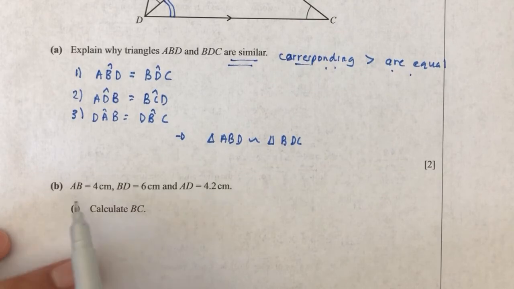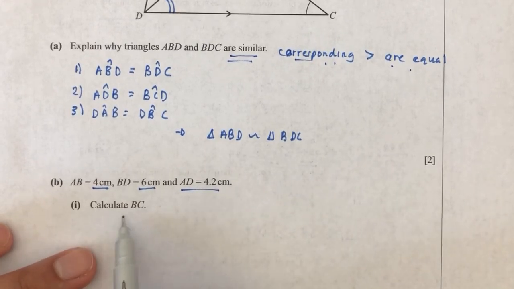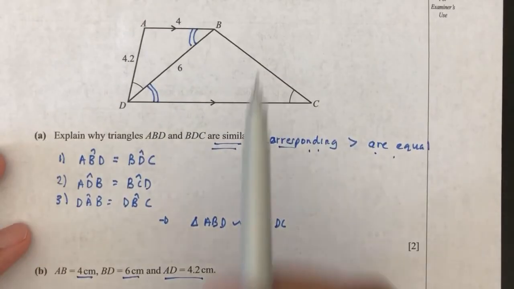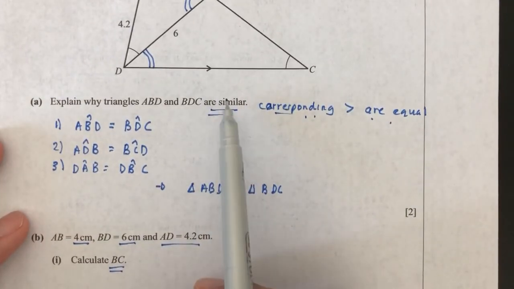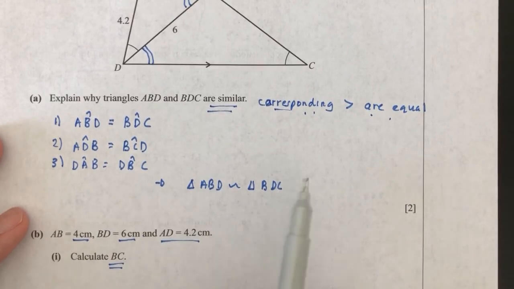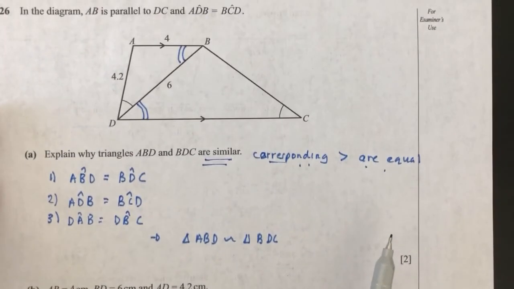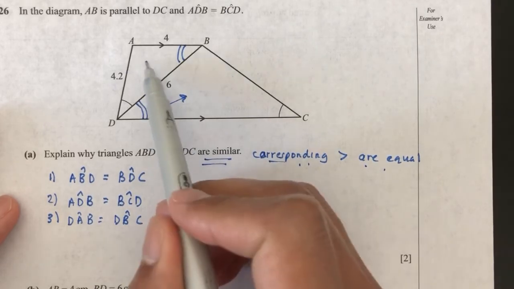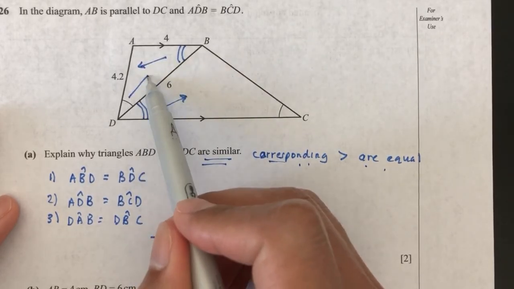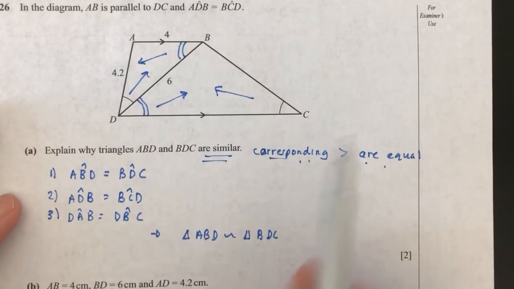So now moving on to part B. AB is 4 cm, BD is 6, AD is 4.2. Find the side of BC. BC is this side. So here we have to use the fact that they are similar to find the side BC. When we have similar triangles, their corresponding sides are proportional, which means we can use the sides to find the side of BC.